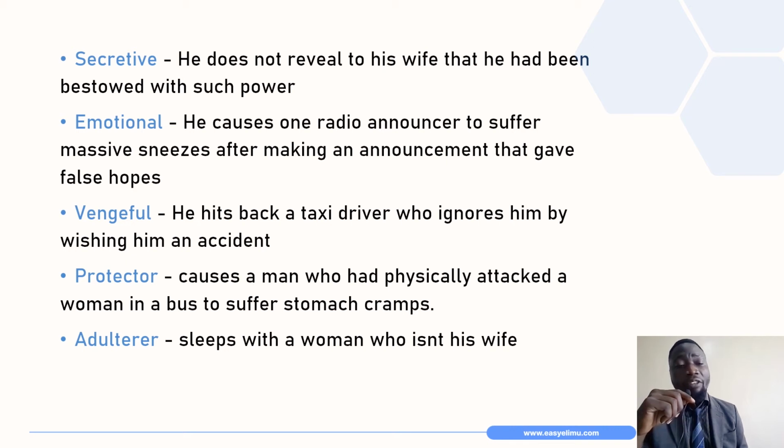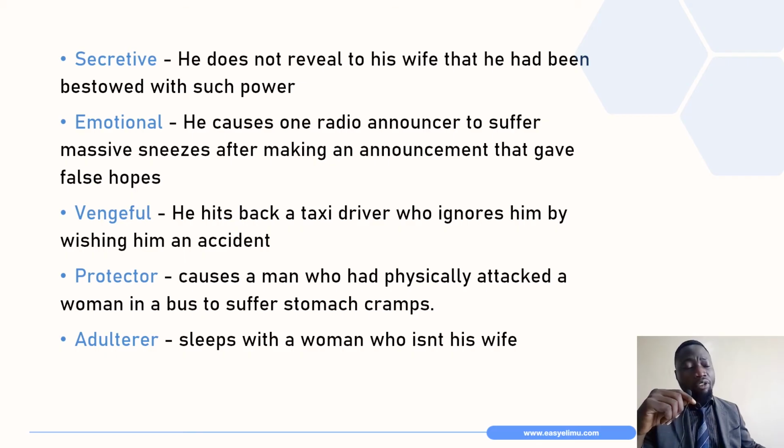He's also vengeful. He hits back at a taxi driver who ignores him by wishing him an accident. Not only does he wish the taxi driver an accident, but we are also told that he stared at the taxi's rear wheels, and both of them exploded suddenly like a bomb. The taxi driver sped off and waved back at Taib in haughty refusal. This angered Taib, and as a result, he made the taxi's rear wheels explode like a bomb.